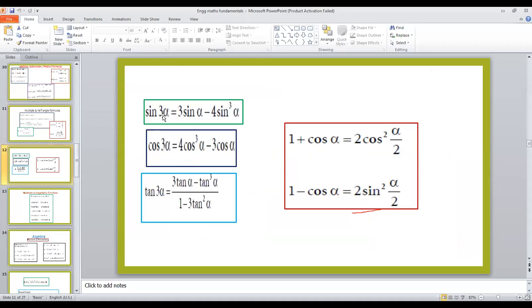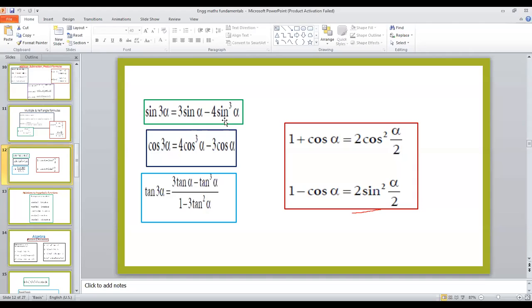Okay. Now what? Sine 3 alpha. How do you construct the formula for sine 3 alpha? For sine 3 alpha, we also use the addition formula. Sine of 2 alpha plus alpha. And do you know the formula of sine 2 alpha? It is 2 sine alpha cos alpha. And express all terms in the form of sine. On simplifying, you will get 3 sine alpha minus 4 sine cube alpha.